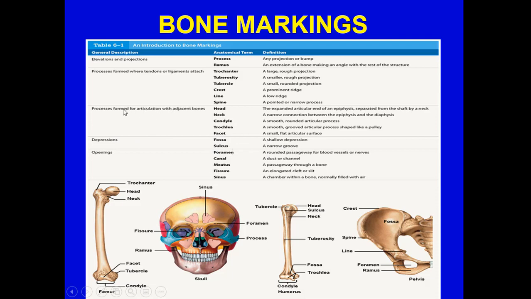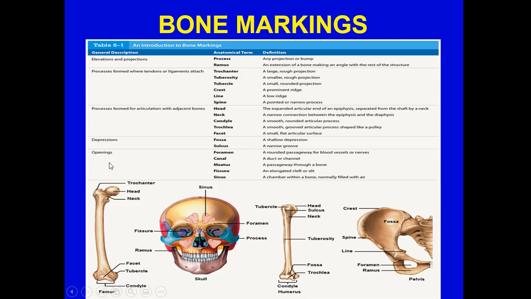Processes formed for articulation with adjacent bones include the head, neck, condyle, trochlea, and the fossette. Now, here's a fossa, which compares greatly with the fossa here, but you'll notice that you have a crest, a spine, a line, and the foramen, which is an opening here, and then you have the ramus. You can see the ramus is sort of this extension, bar-like structure.